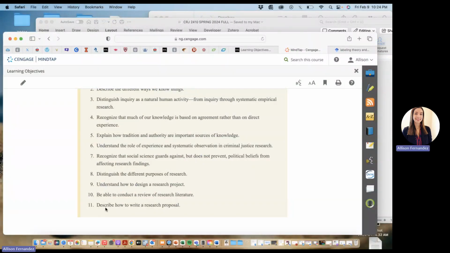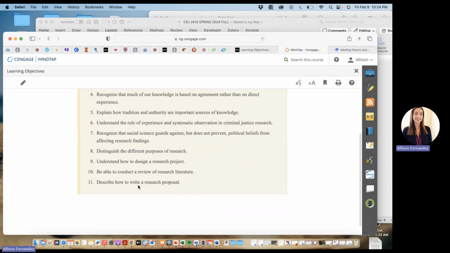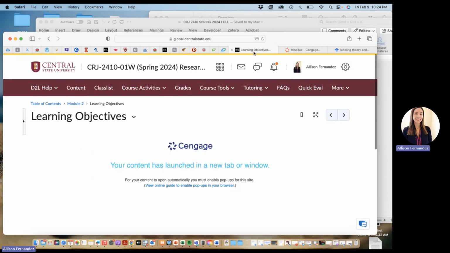And then last, if you're really wanting to conduct research, you should know how to write a research proposal. So that's basically chapter 1 in a quick rundown.